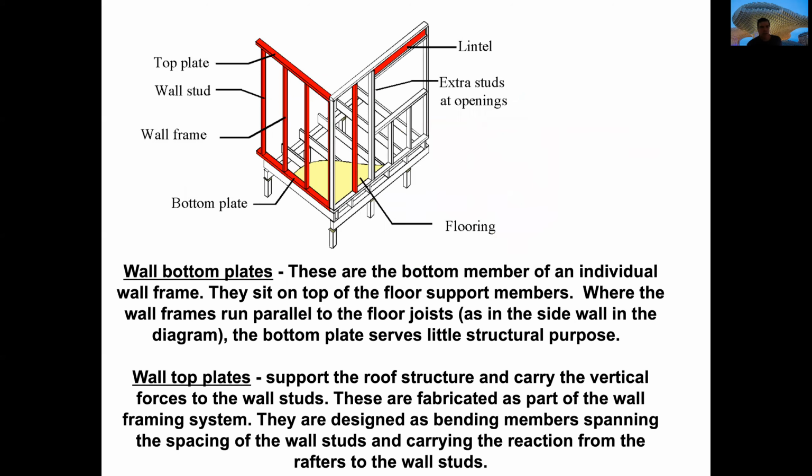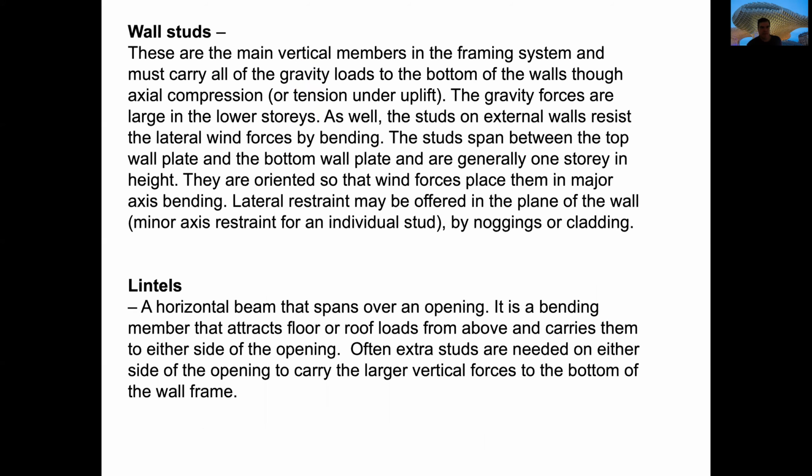The wall bottom plates are the ones that are in the bottom member of the wall frame, and they sit on top of the floor support members. The wall top plates are the ones that are in the superior part, carrying the forces of the roof to the wall studs. And they are part of the wall framing system.